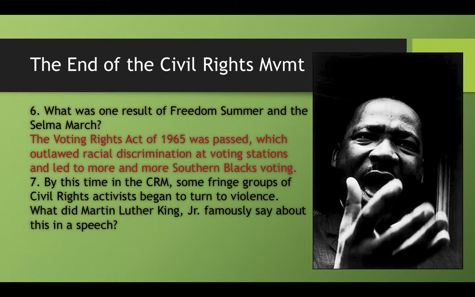Both Martin Luther King and the violent people want segregation to end. They both want Jim Crow to end. They both want civil rights for black people. So sure, Martin Luther King will support them, but he didn't.